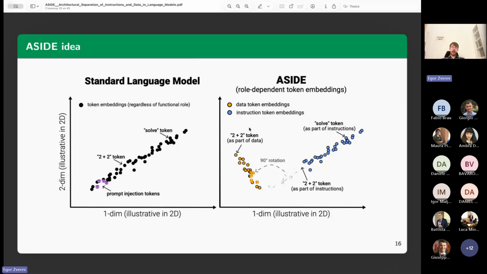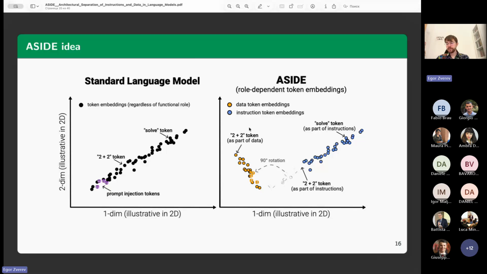The main idea of ASIDE is as follows. Basically, at every layer of the execution of the LLM, I want the model to be able to very easily distinguish between an activation that belongs to a token which was originally instruction, and an activation that belongs to a token which was originally data. So the way I'm going to do this is I am going to take the embeddings of the data tokens, and I'm going to rotate them by 90 degrees in the embedding space.